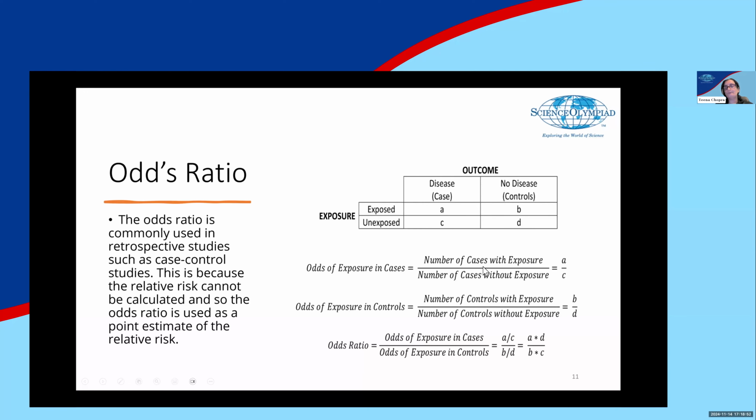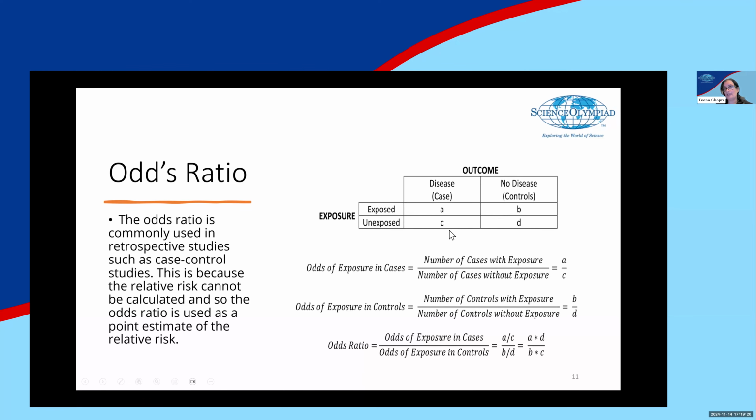And in odds ratio, you calculate the odds of exposure in cases and divide it by the odds of exposure in controls. Again, you make your 2 by 2 table in which the outcomes are over here and exposure is over here. And basically the odds of exposure in cases, this is your case with disease and exposed, is the number of cases with exposure divided by the number of cases without exposure.